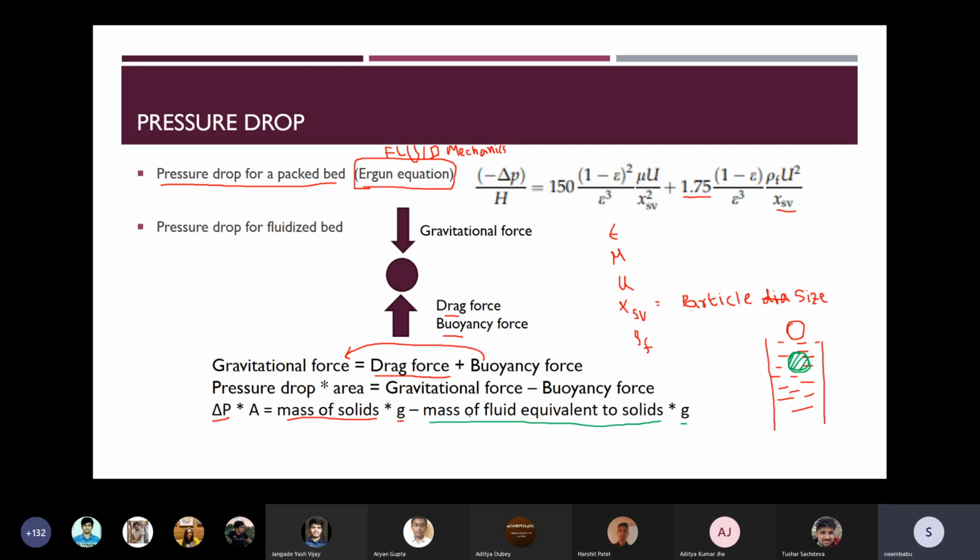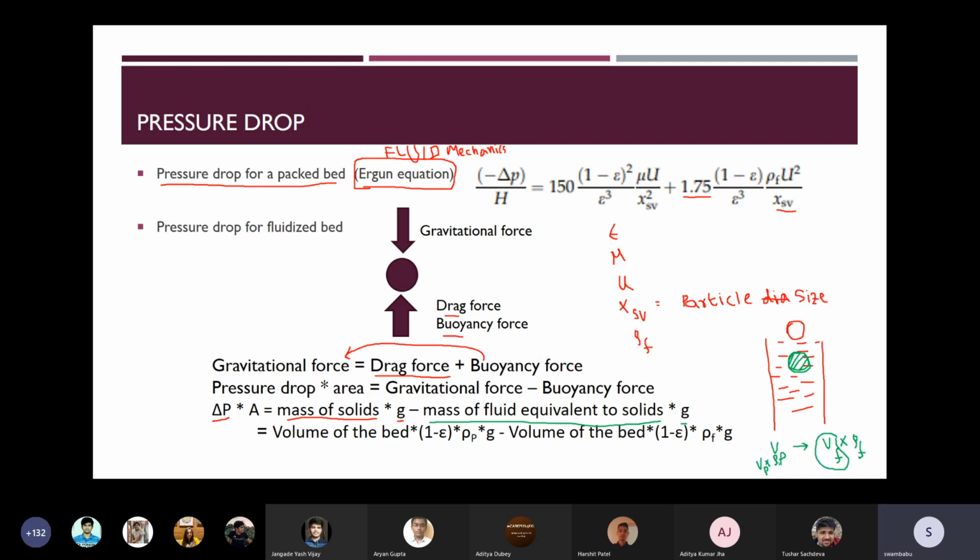How do we calculate the mass of fluid equivalent to solids? We know the volume of the particle, and when it is replaced by the fluid, there will be a volume of fluid. Volume of fluid multiplied by density of the fluid gives the mass of the fluid. Since the volume of the particle is equal to the volume of the fluid, the buoyancy force can be calculated as volume of the particle into density of the fluid.